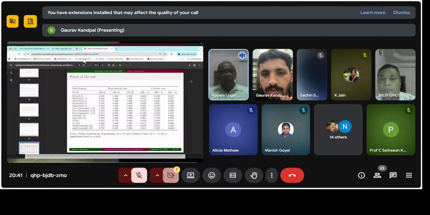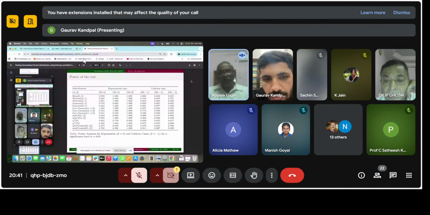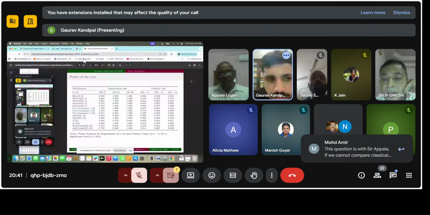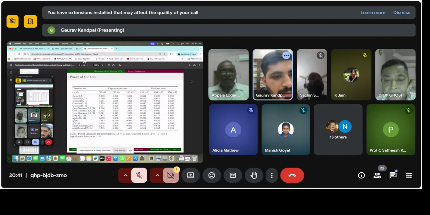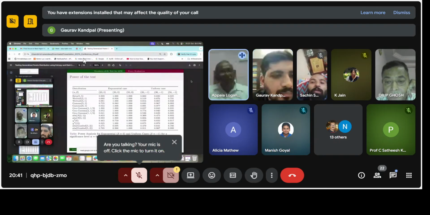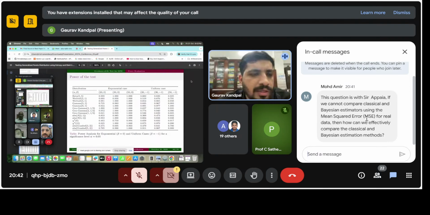In the study of power of the test, you considered more than 10 distributions, isn't it? And under two different cases, exponential case and uniform case. Yes, sir. No, no. What is the purpose of conducting such a computation of the power of the test for two different cases, exponential case and uniform case?